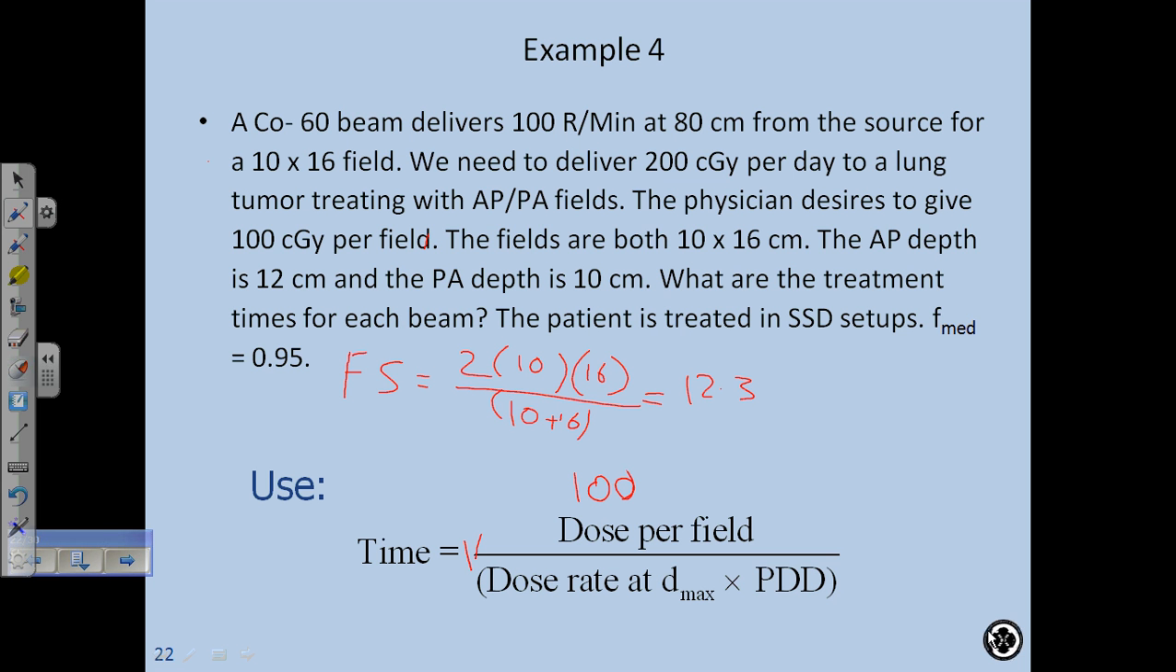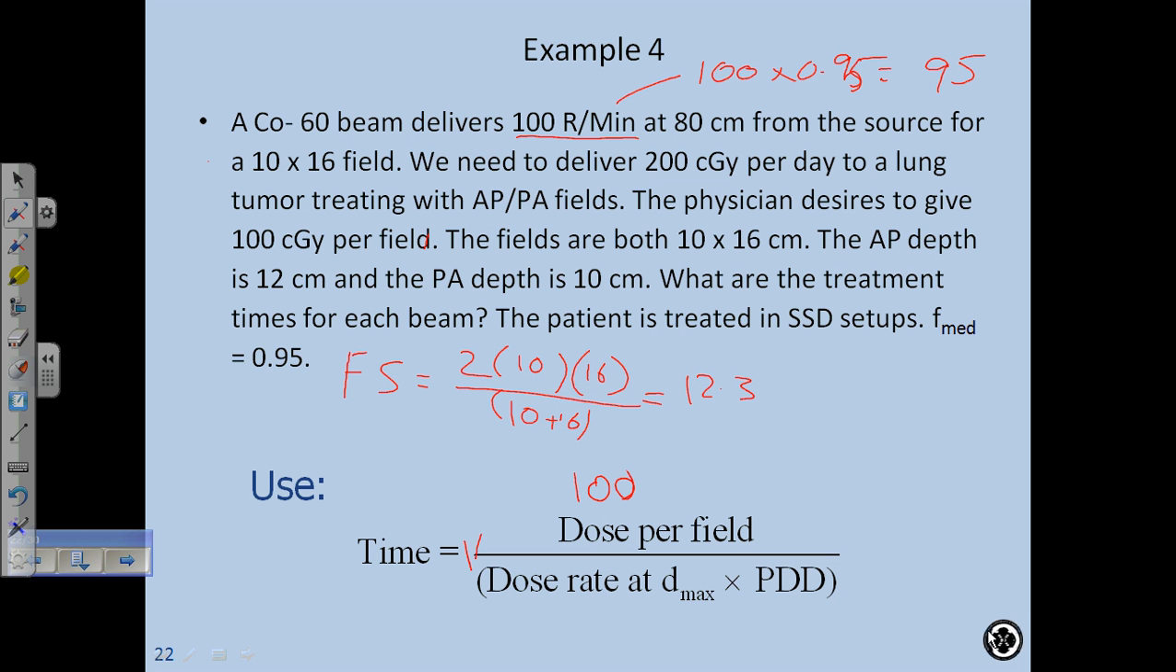Okay, first let's get rid of this R per minute. How do we get rid of that and make it centigray per minute? Just multiply by F med. Yeah, that's it. So 100 times 0.95 equals 95. So we have 95 cGy per minute at 80 centimeters from the source.